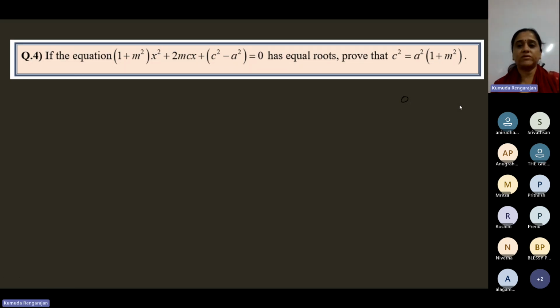Try to do this by yourself. Equations are different, but the condition is the same. All have equal roots.